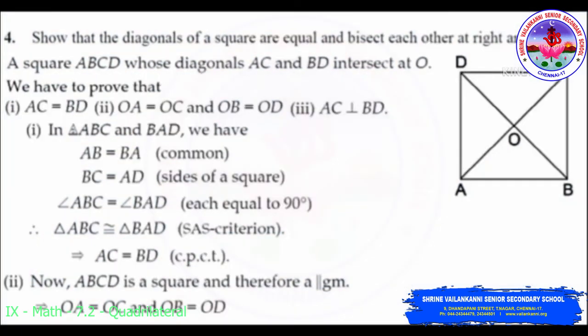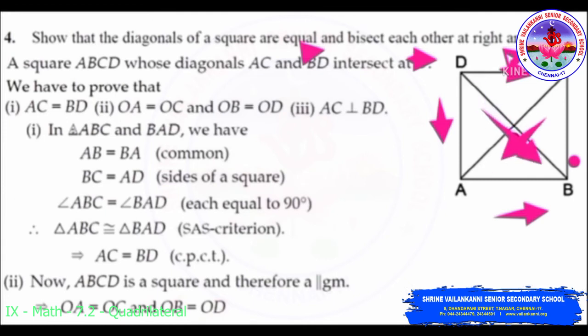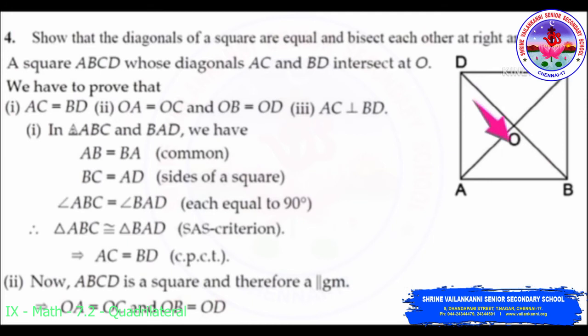Fourth question. Show that the diagonals of a square are equal and bisect each other at right angles. Given the figure ABCD is a square, we need to find out that the diagonals AC and BD are equal in their length and the diagonals bisect each other at 90 degrees.